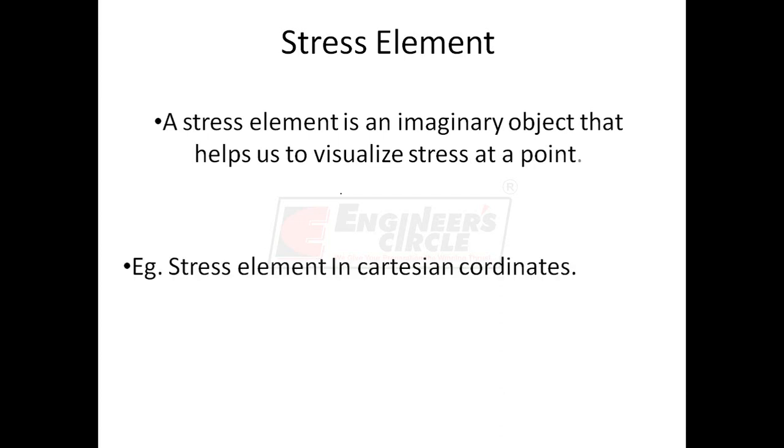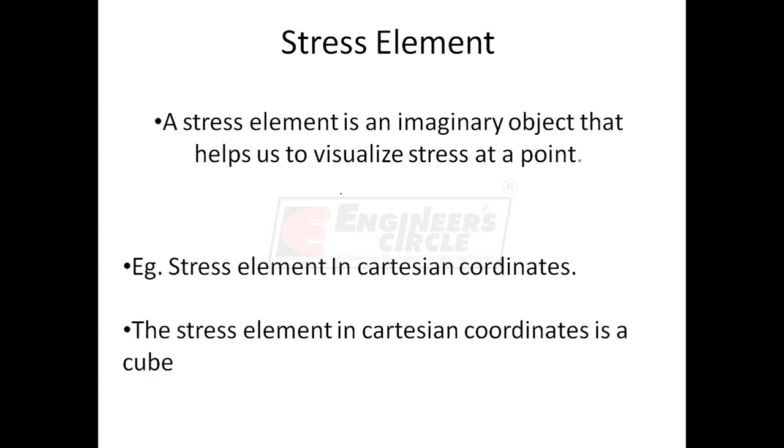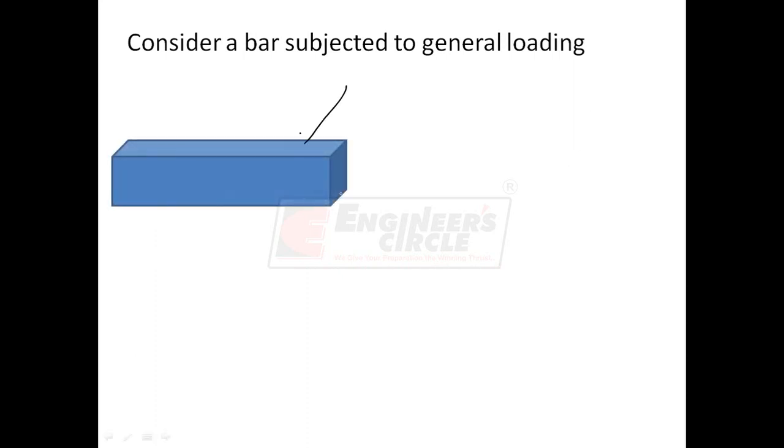Take an example of stress element in Cartesian coordinates. The stress element in Cartesian coordinates is a cube. To understand this, consider a bar which is subjected to some general loading. Here the load acting is P1, P2, P3, some P4, and under this loading, this bar is in equilibrium. I want to write stresses at some general point A.